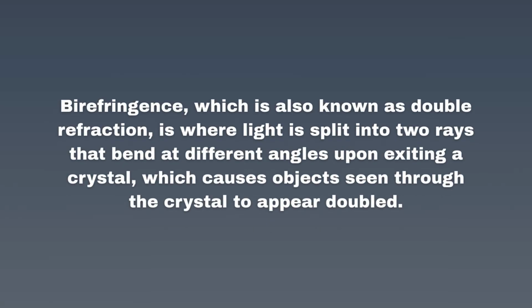Birefringence, which is also known as double refraction, is where light is split into two rays that bend at different angles upon exiting a crystal, which causes objects seen through the crystal to appear doubled. So this is a calcite crystal, and calcite crystals like this are called optical calcite because they have that double refraction. So as you can see, the paper behind it, I wrote double refraction, and you see two of those.